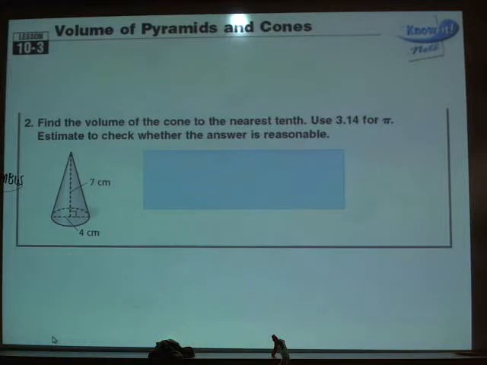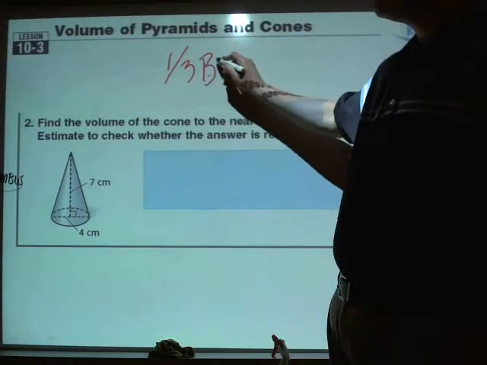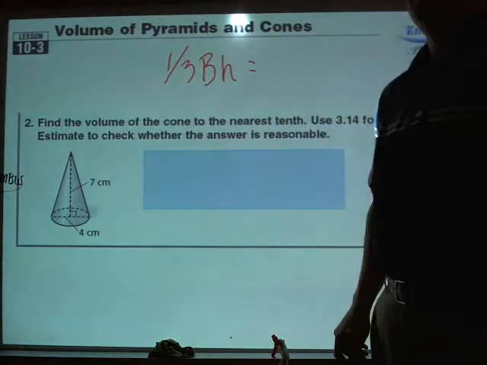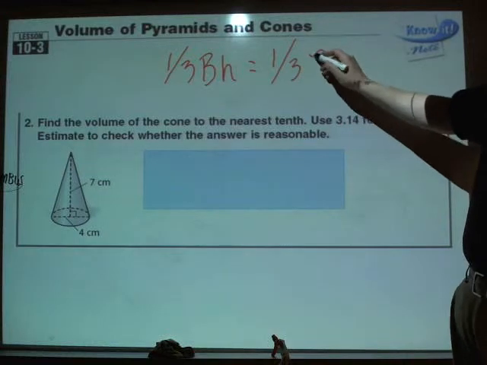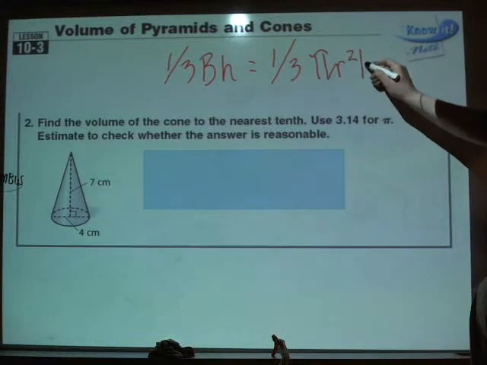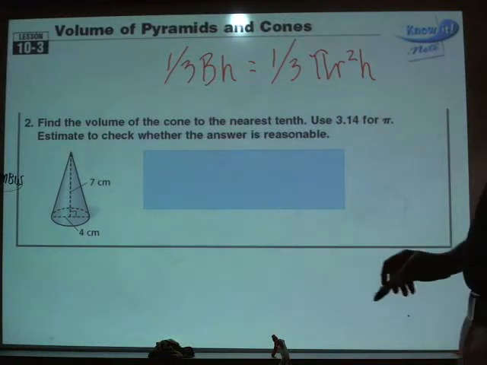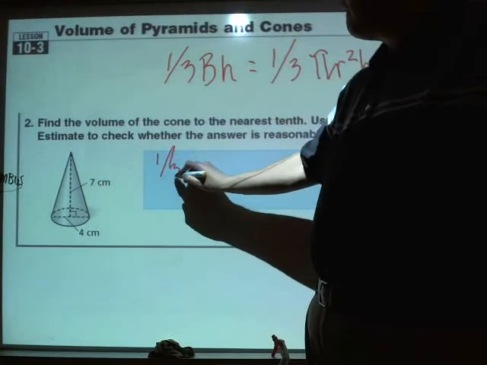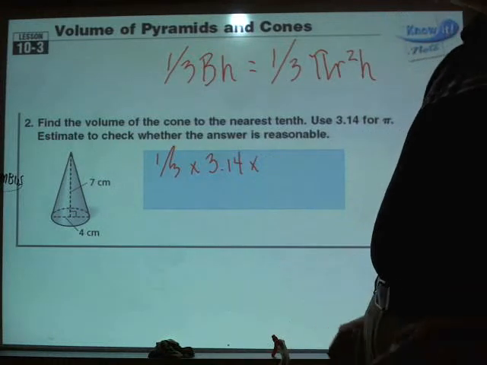Finding the volume of the cone to the nearest tenth. Now again, remember, this is the same formula, 1/3 times b times h, but they write the formula so it's specific to the circular base. So instead, they're going to write 1/3 times pi r squared times h. All right, so we've got 1/3, which is just part of the formula, times pi, which is 3.14, times the radius squared.